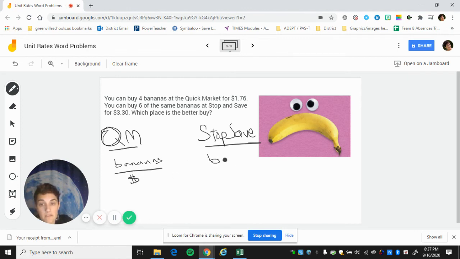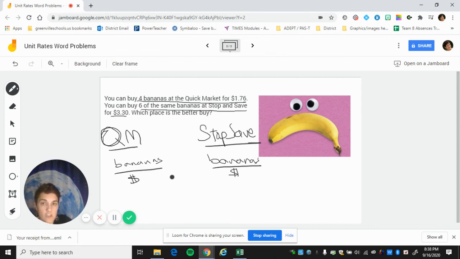And then you're going to find that same ratio over here, or rate, bananas per money. Make sure you're using the right one for Quick Market and the right one for Stop and Save. Now, once you find this out, this unit rate is going to tell you how many bananas you can buy for $1.